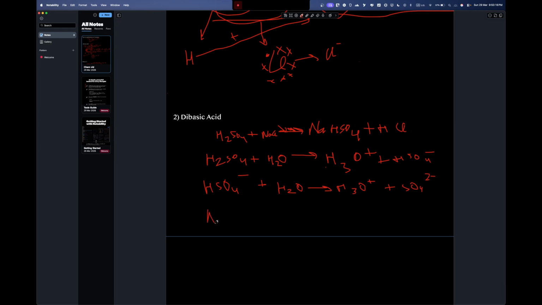So overall, H2SO4 plus, okay, guys, all of these are reversible, by the way. Can't believe I keep making this mistake. I'm really sorry, guys. H2SO4 plus H2O is going to give you overall how many hydrogen ions? One, two. Two H3O+ and one sulfate ion. It's that simple in the book.